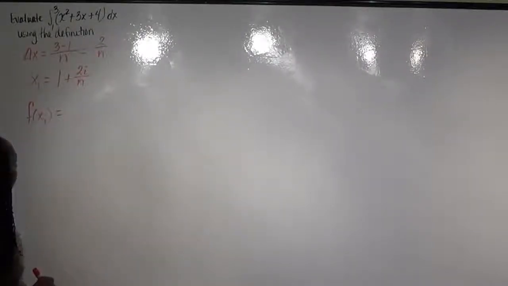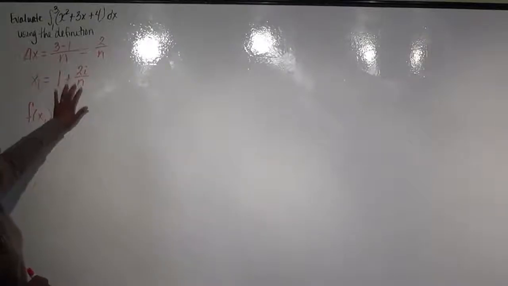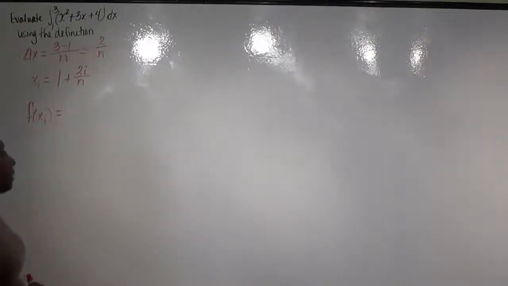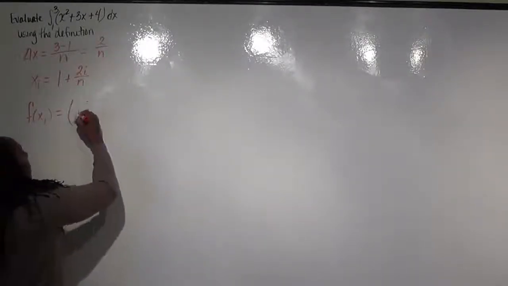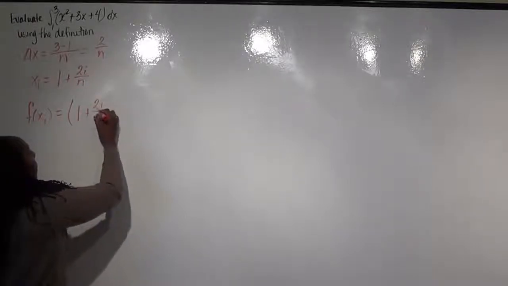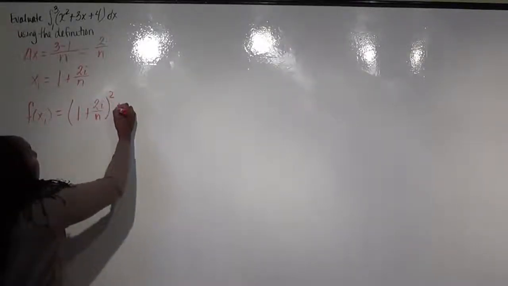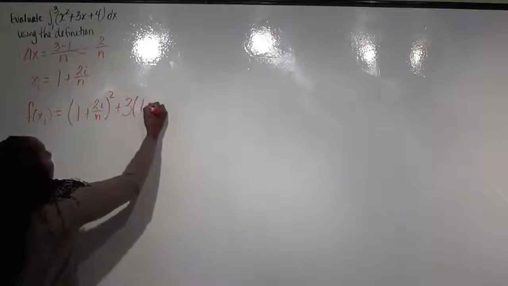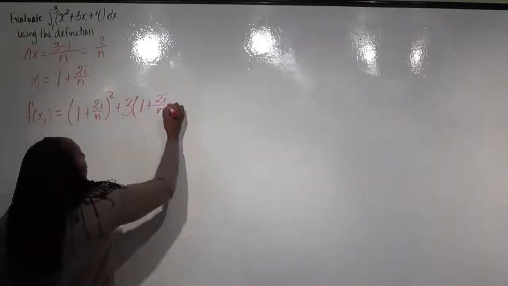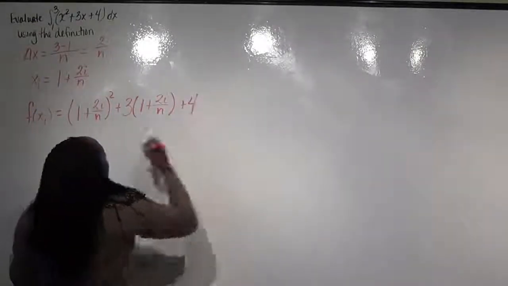To get our function value, we're again just going to take this and plug it back into our f of x. So here we can see we'll get 1 plus 2i over n quantity squared, minus 3 times 1 plus 2i over n, plus 4.